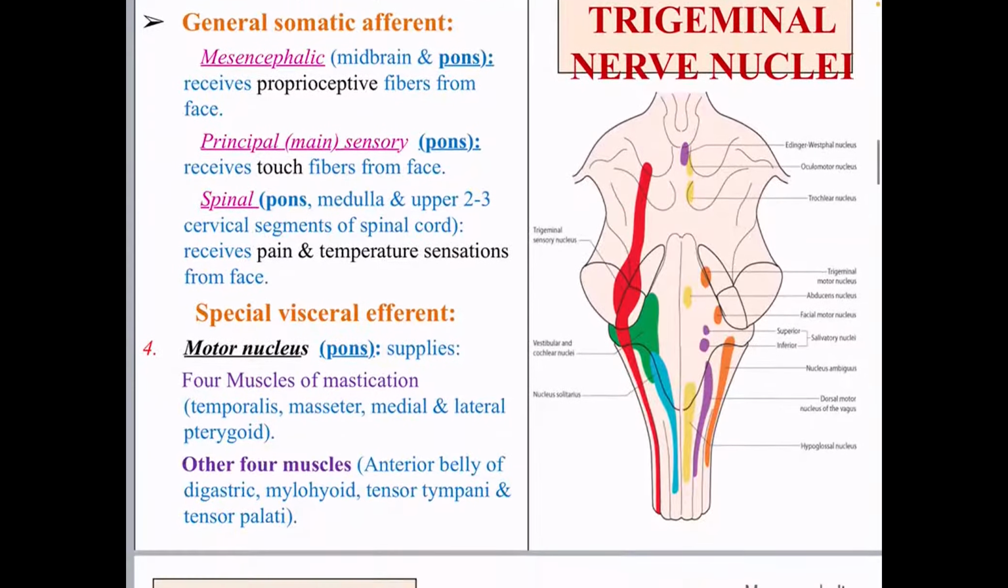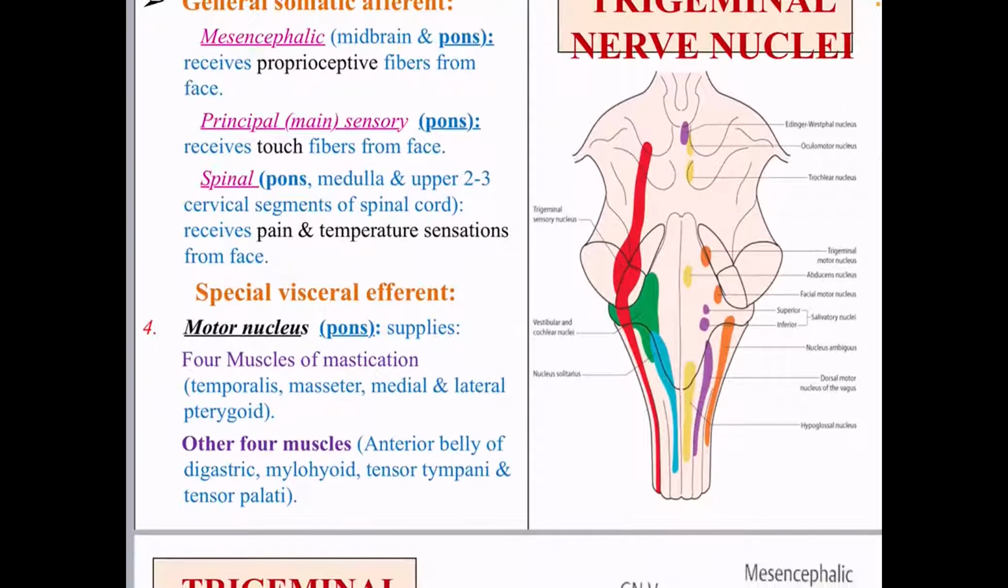The special visceral afferents supply four muscles of mastication: temporalis, masseter, medial and lateral pterygoid. The other four muscles: anterior belly of the digastric, mylohyoid, tensor tympani, and tensor palati.